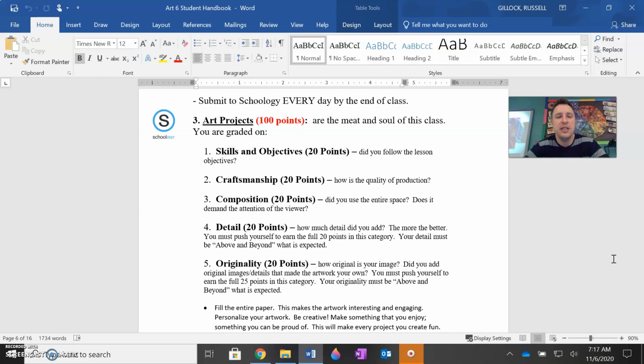Now, for the last 2, detail and originality, I'm looking for you to go above and beyond to get those 20 points. A lot of people will get a 15 in these categories. To get the 20 for detail, you need to go above and beyond the level of detail that's expected. So if you just do what's expected, you might get the 15. But if you really want to get that A or the 100%, then you really need to put that extra time and effort to add the extra line, color details, maybe even details in the space in the background.